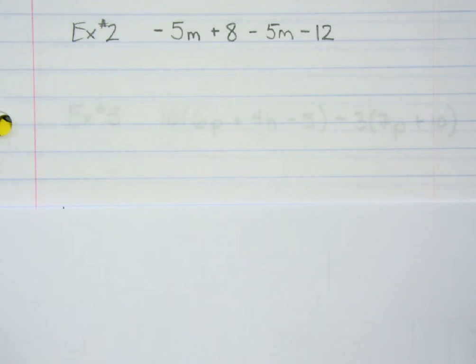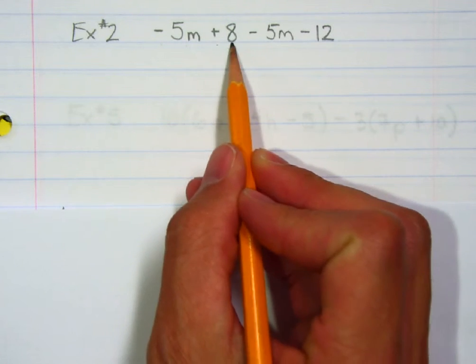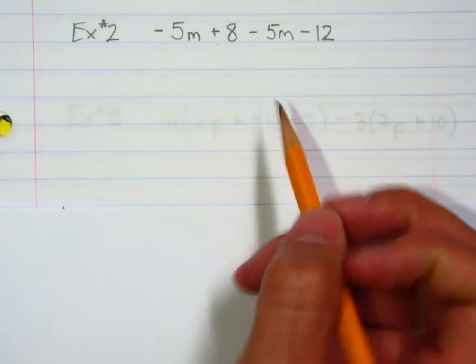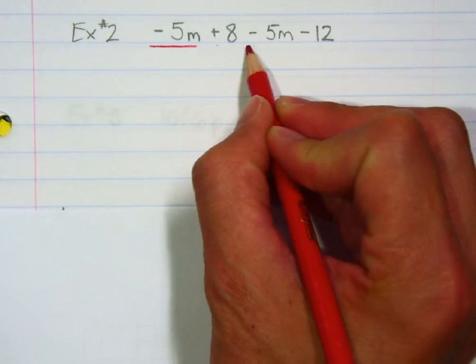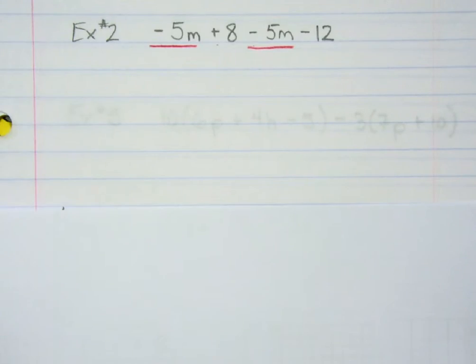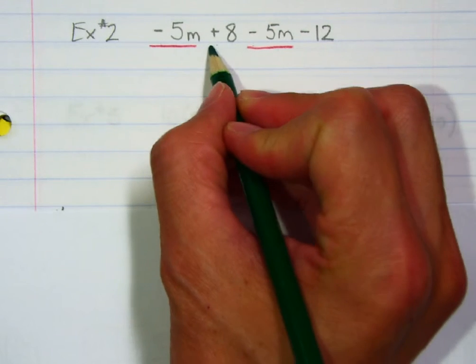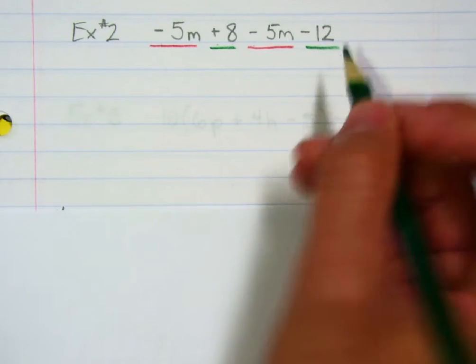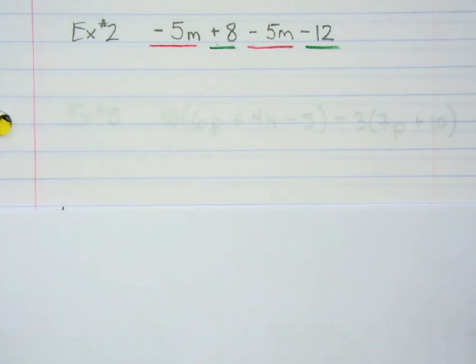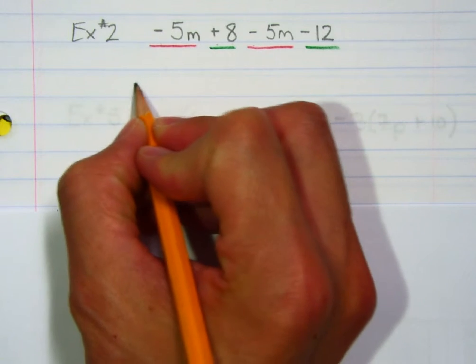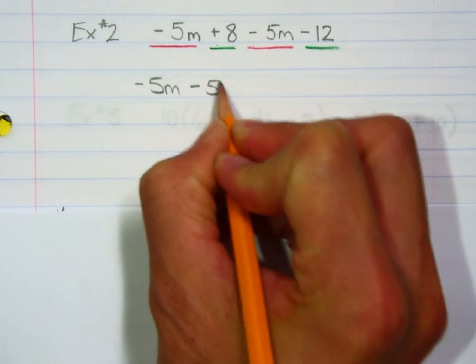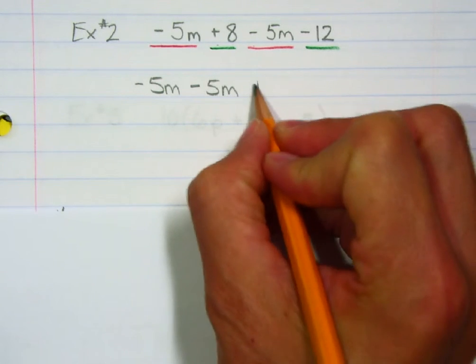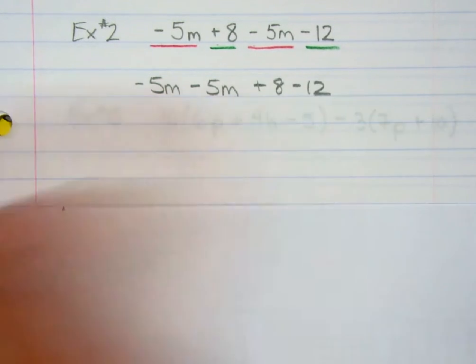Four terms this time. You've got a negative 5m, a positive 8, negative 5m, and a negative 12. Right off the bat I notice that negative 5m and negative 5m are the same term, and they're also like terms. The other two terms, the positive 8 and the negative 12, are constants. Neither of them has variables, so those are also alike. So I can rearrange this to make it easier for you: negative 5m and another negative 5m are alike, and 8 and negative 12 are alike.